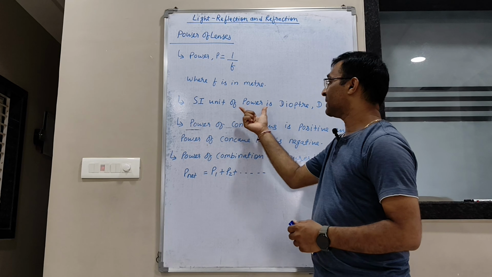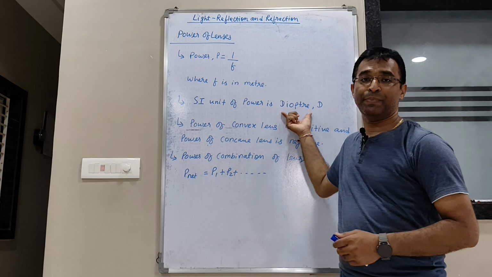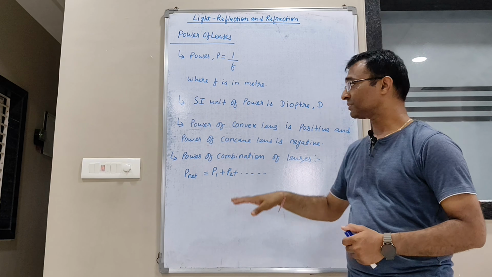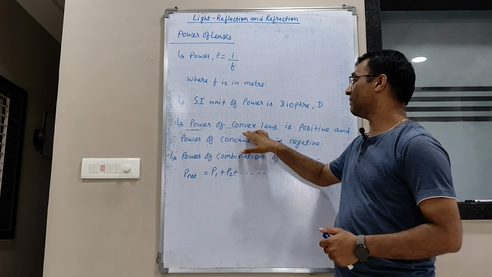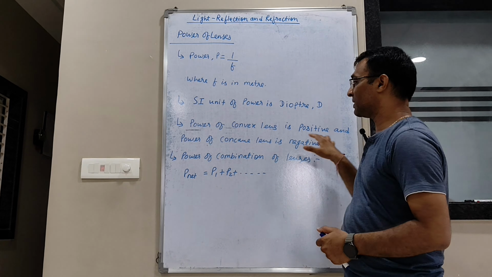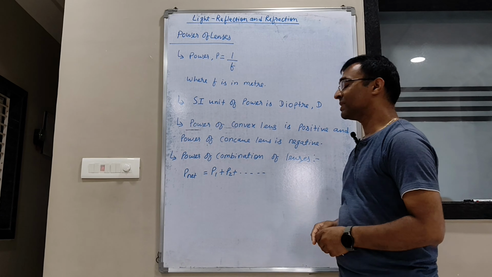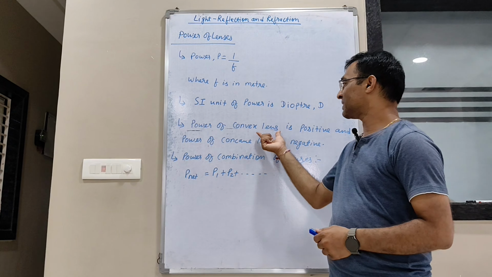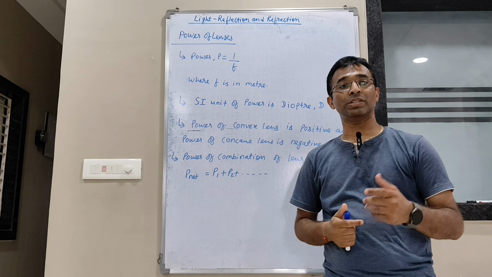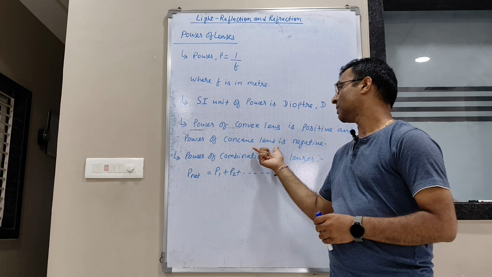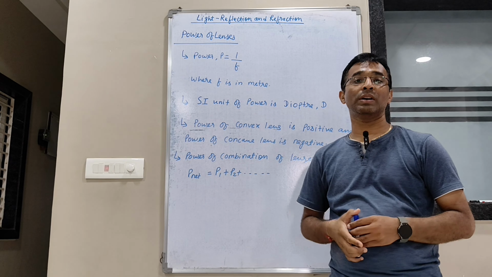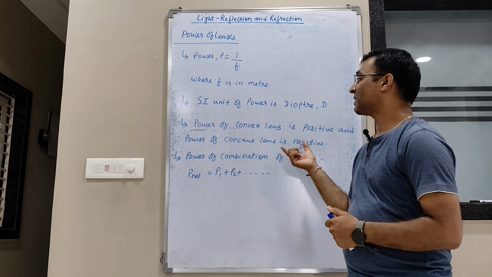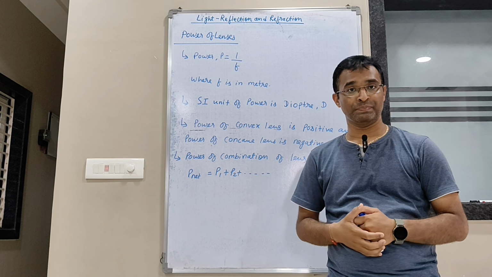Second point, the SI unit of power is diopter. It is represented by the capital letter D. Third point, the power of a convex lens is positive and the power of a concave lens is negative. It is because in a convex lens the focal length is positive, and in a concave lens the focal length is taken as negative. Due to this, the power comes out positive and negative.